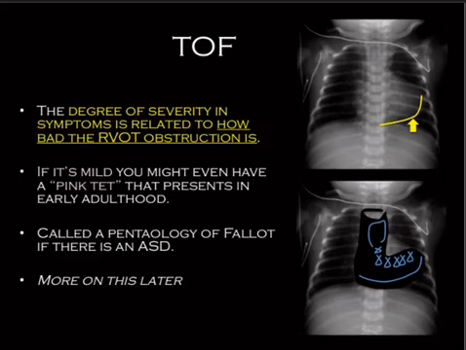So how bad off the patients are has to do with the degree of outlet obstruction on the right side. If it's mild, sometimes they present in early childhood. If there is also an ASD, sometimes we refer to this as a pentalogy instead of a tetralogy, and I will put this whole thing together for you later on so it makes sense.